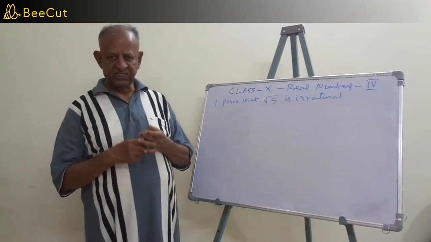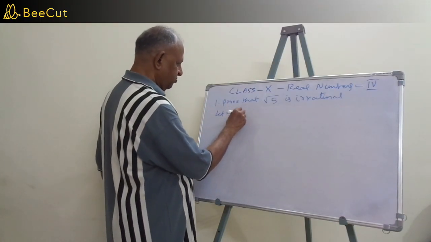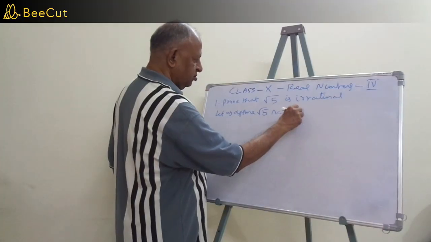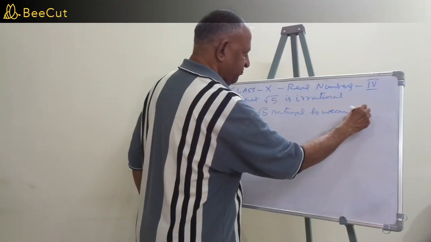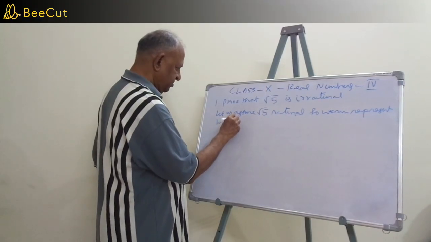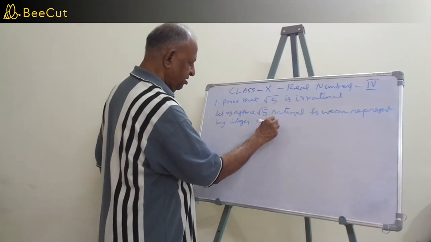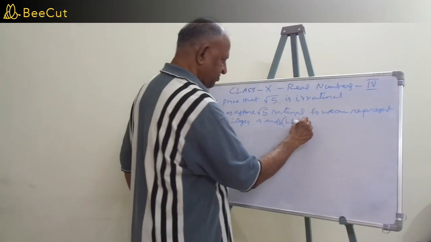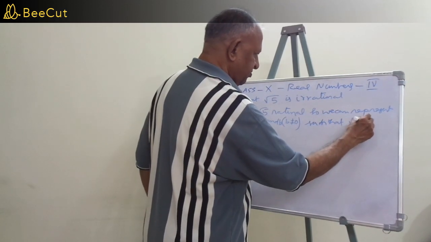Prove that root 5 is irrational. Let us assume root 5 is rational. So we can represent it by integers a and b, b not equal to 0, such that root 5 is equal to a by b.